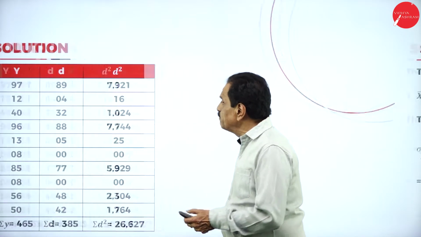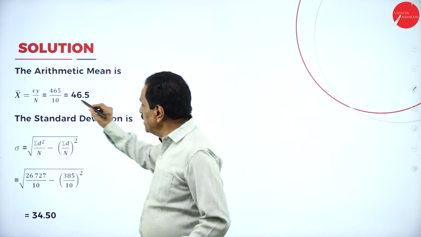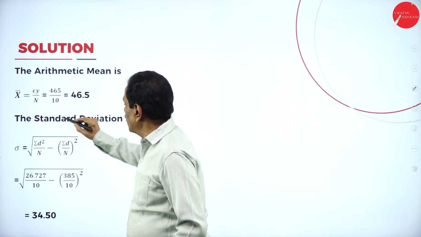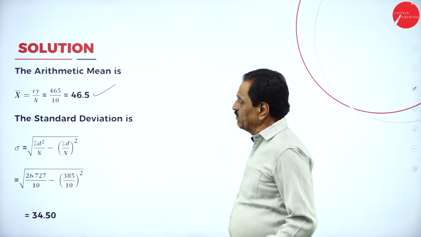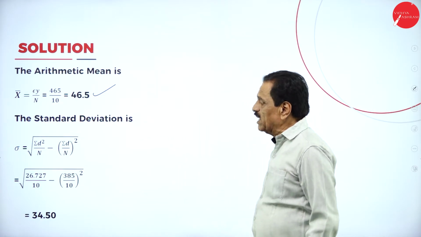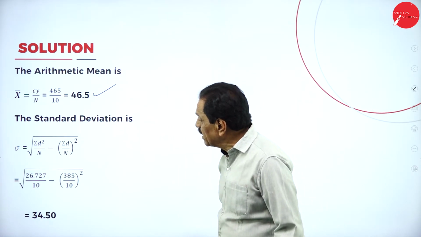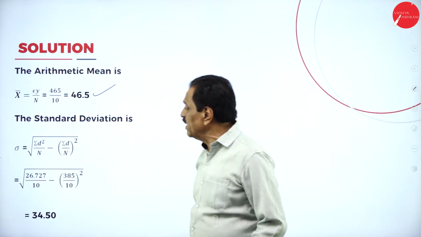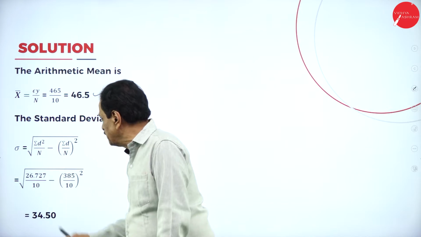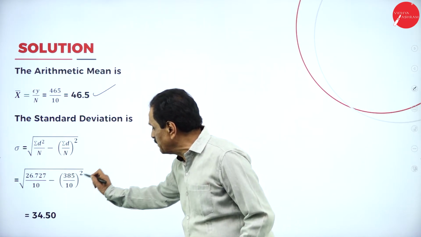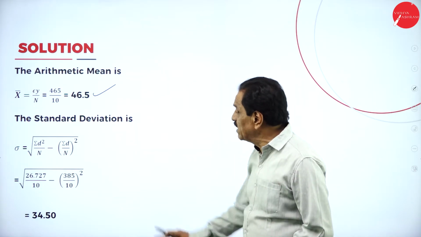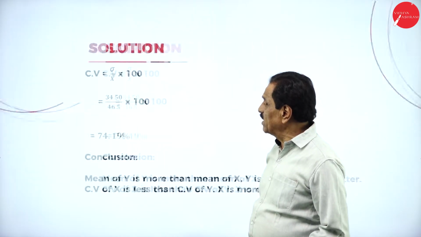If we see that, arithmetic mean is sigma y divided by n here. So 465 divided by 10 is 46.5. The standard deviation is root of sigma d square divided by n minus sigma d divided by n, whole square. What is sigma d square? This is 26,727 divided by 10, minus 385 divided by 10 whole square. Your result will come to 34.50 as the standard deviation.